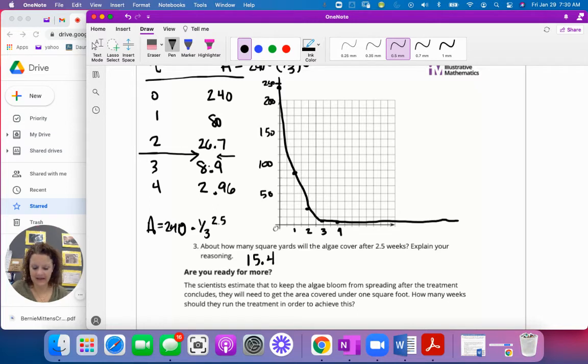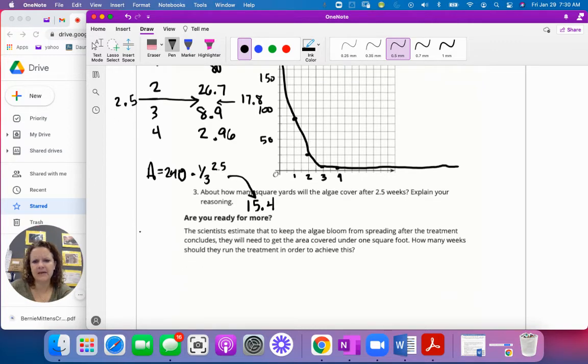Okay, it's not exactly halfway between. If I take the average of that, 26.7 plus 8.9 divided by 2, I get 17.8. So if I found the halfway point between 2 and 3, which is about 2.5, mathematically I get 17.8. If I use the equation, I get 15.4. Exponential is not linear, so I can't do the average between those 2 points because it's not a linear growth or decay.